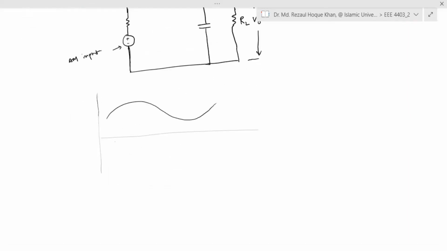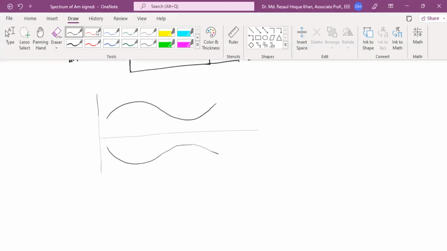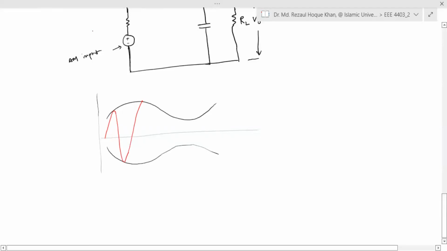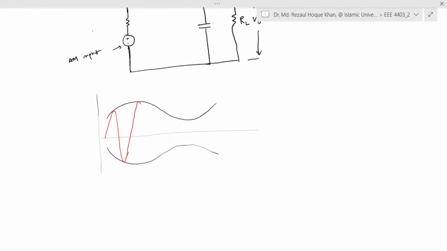Just a simple modulated carrier. I'm not doing any scaling. Okay. I draw a simple modulated carrier. Here, you see what is our envelope? Where is our envelope? Envelope.